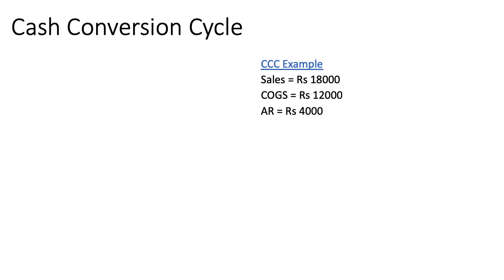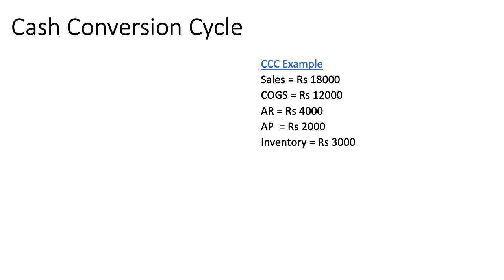Let's learn this with the help of an example. Recall the coffee shop example we had taken up in the previous module, and say following are the numbers available from financial statements of your coffee shop at the end of year 1. Sales rupees 18,000, cost of goods sold or COGS rupees 12,000, AR rupees 4,000, AP rupees 2,000, and inventory rupees 3,000. So we want to arrive at cash conversion cycle for our coffee shop and use that to forecast change in the working capital in year 2.